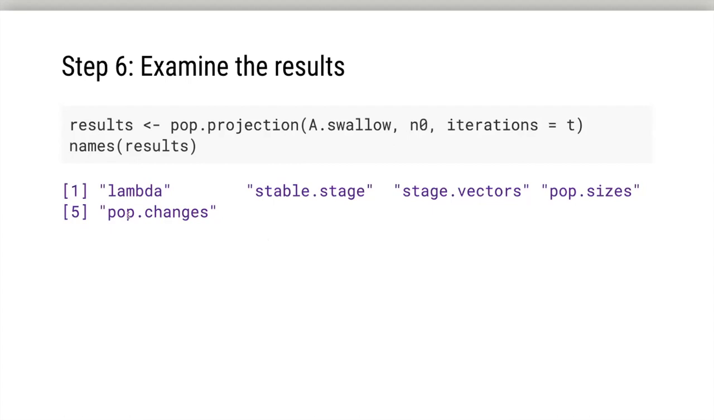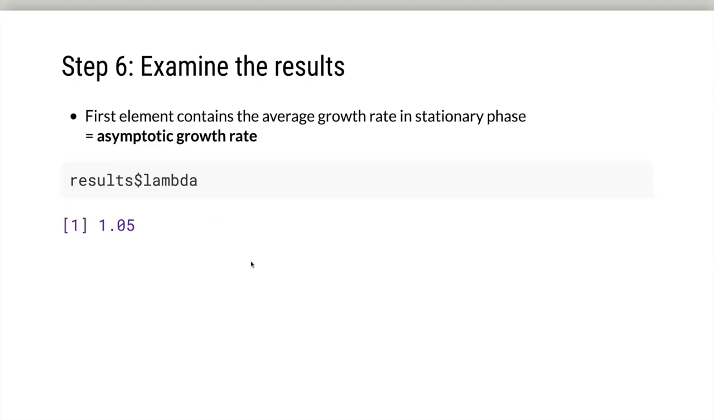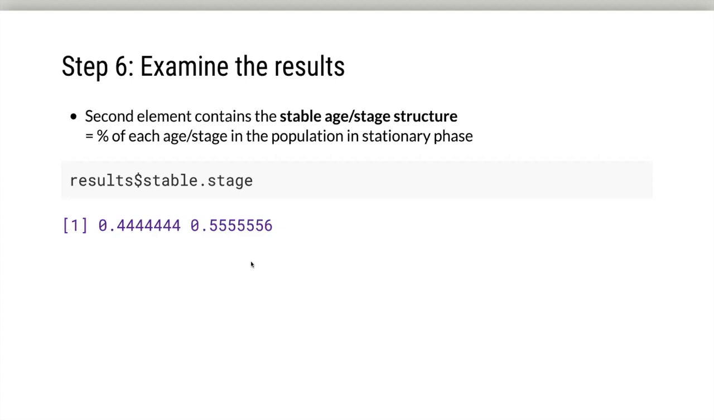First, we have a list of elements in the results with the lambda of the population, the stable stage structure, the number of individuals in each demographic compartment, the total population size, and the rate of change in each demographic compartment. So if we take the first element here, lambda is bigger than one. On average, the population is growing. The stable age structure is 44% of juveniles and 55% of adults in the population.